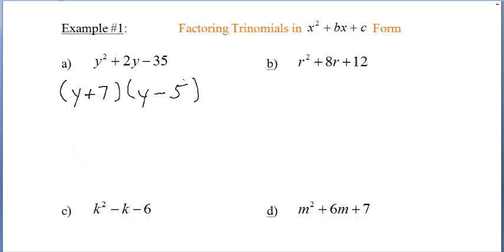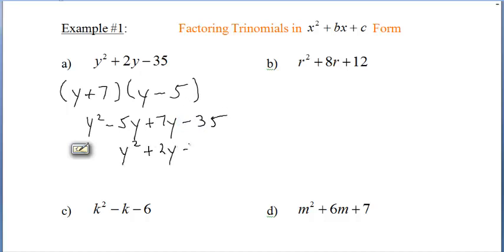We can check our answer by using the FOIL method or distributive property. So y times y is y squared. Y times negative 5 is negative 5y. Positive 7 times y is positive 7y. Positive 7 times negative 5 is negative 35. Combining our like terms, we end up with the y squared plus 2y minus 35, which is our original polynomial. Now, order does not make a difference. So if you had y minus 5 times y plus 7, your answer would have been correct.